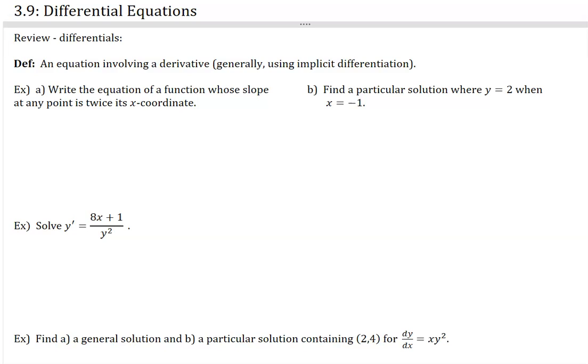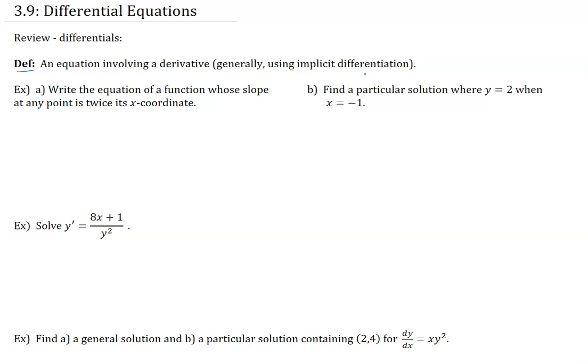In 3.9, we are looking at an introduction to what are called differential equations, and these are equations that involve a derivative. Usually, and that's my definition right here, usually something that involves implicit differentiation, but not necessarily. So to start with, just a quick review, differentials. Remember in 2.9 we looked at differentials and used them for linear approximations, and that's where we separated dx and dy, and we looked at dy as the vertical change on the tangent line that is used to approximate the vertical change on a function, and then dx is the horizontal change on the tangent line, which is the same as the horizontal change on a function.